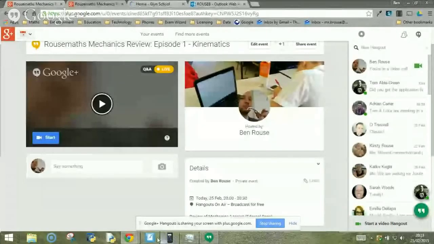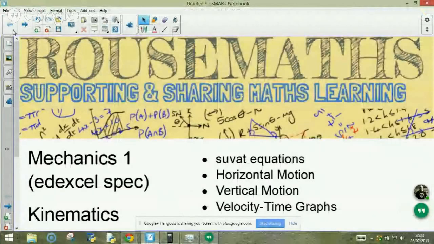So we're going to have a look at some M1 and we're going to start with kinematics. So I'm just going to switch over to share my screen and then we'll get cracking with some mathematics. Okay, so we're looking at the Edexcel spec, which is the one that we're doing. If you're doing it as well and watching, that's great. And we're going to look at the first topics.